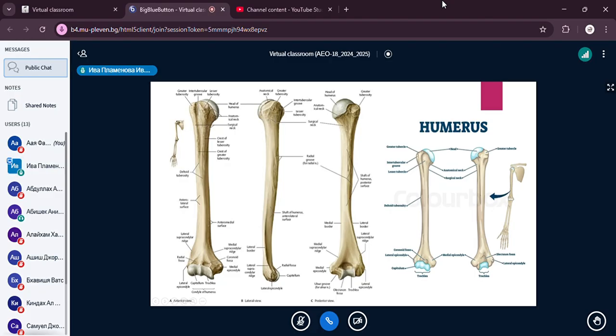Above them, we can find crista supraepicondylaris. This one should be medialis. This is crista supraepicondylaris lateralis, or lateral supracondylar ridge. You can say supracondylaris or supraepicondylaris. It doesn't matter. You can use both names. So that's the medial epicondyle, that's the lateral epicondyle.